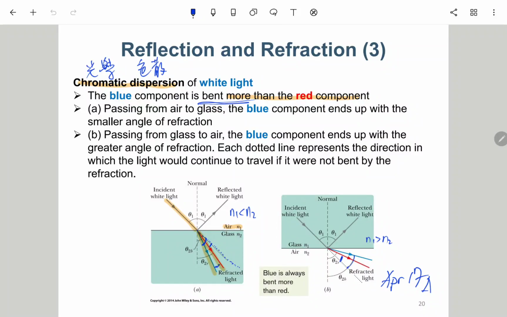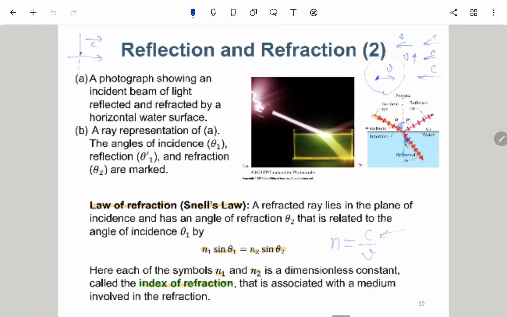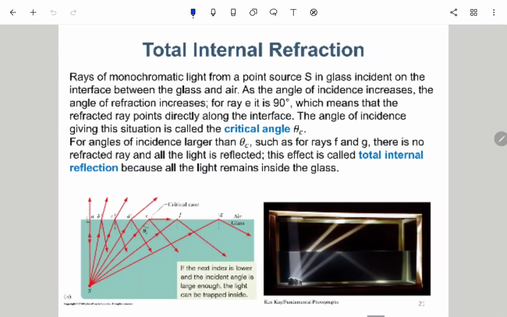Okay, so last time we stopped here, we talked about reflection and refraction. I suppose you should have learned this in high school physics, the optics part. Here, I think the total internal reflection, you should have already learned.